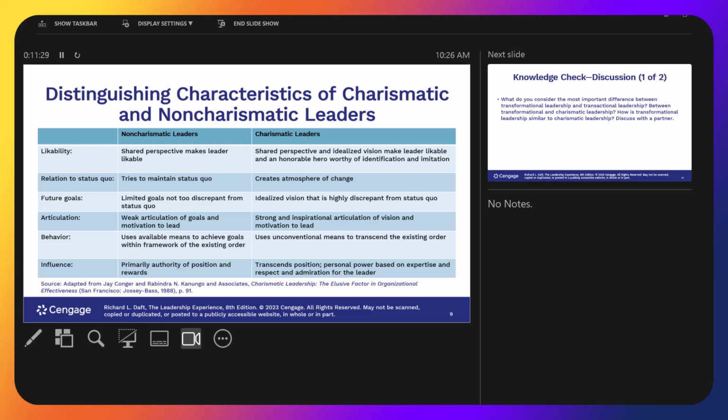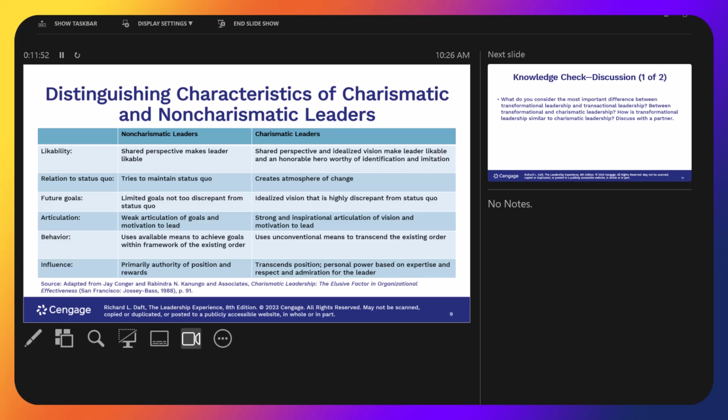Distinguishing characteristics of charismatic and non-charismatic leaders. So, likability: with non-charismatic leaders, shared perspective makes leaders likable. Charismatic leaders share perspective and idealization vision, which makes the leader likable and an honorable, worthy hero of identification. In relation to the status quo, a non-charismatic leader tries to maintain the status quo. A charismatic leader creates an atmosphere of change.